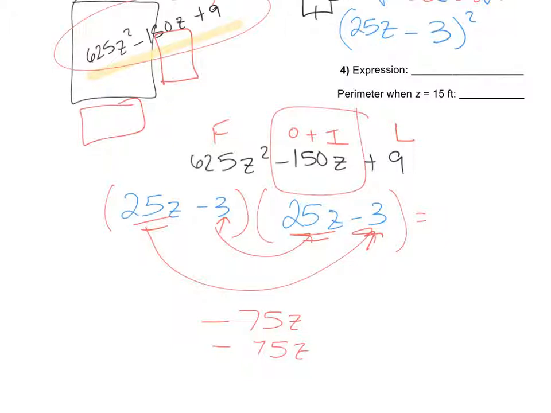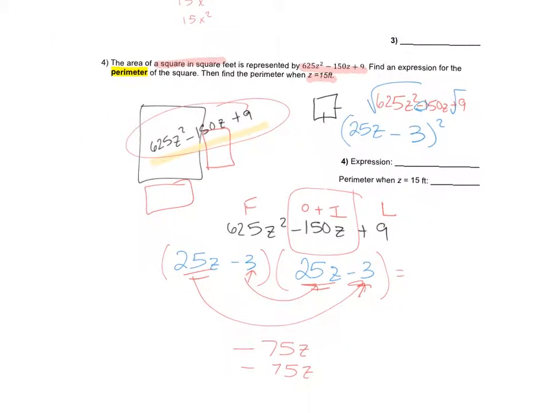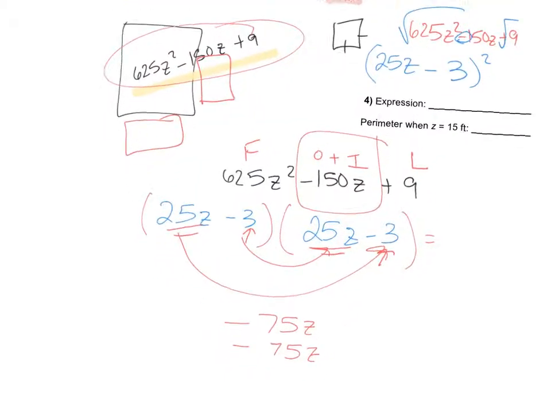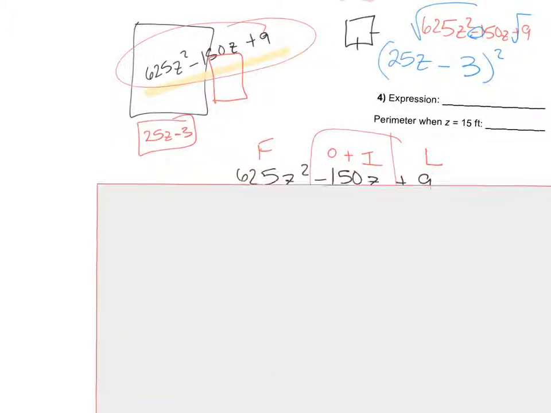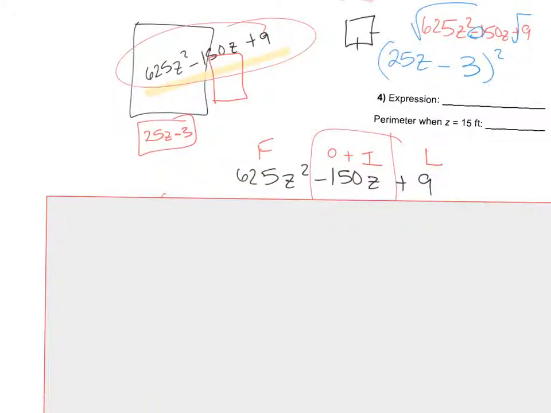So now that I know the two sides are 25z minus 3, they want to know the expression for the perimeter. So if the side's 25z minus 3, what do I know about every side? It's the same. So that means I have how many of these? 4. How can I write something like I have 4 of these? By putting in parentheses and making the exponent 4.